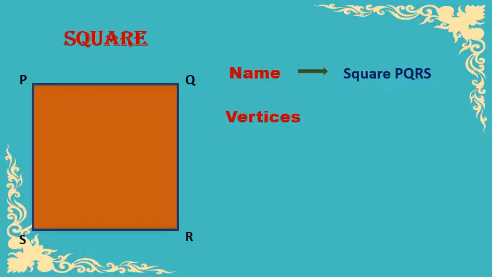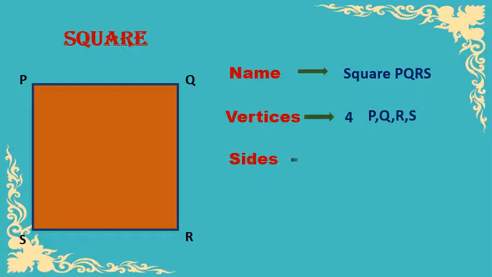Yes, this is a square. See this. We will name the square here PQRS. Correct? Now how we will write the name? Square PQRS. Correct? Now the next thing is about the vertices. How many vertices are there? Yes, very good. That is 4. The names are P, Q, R and S.